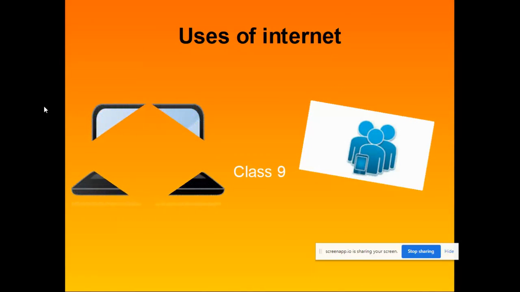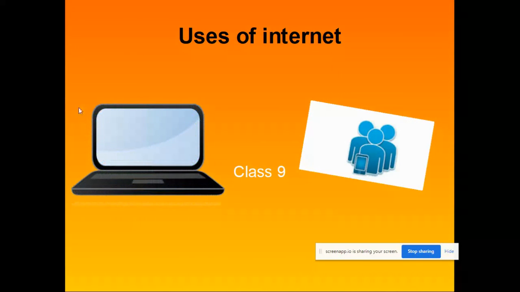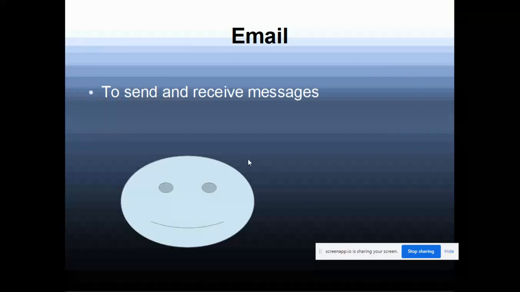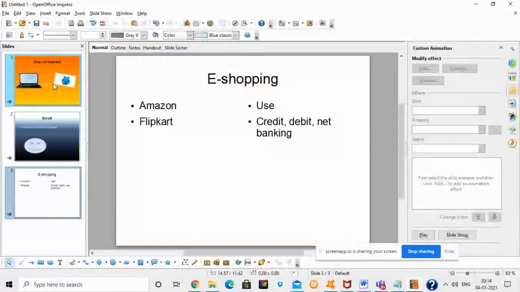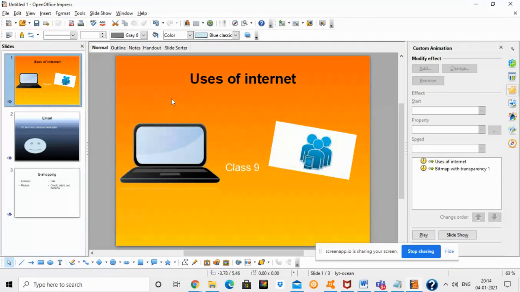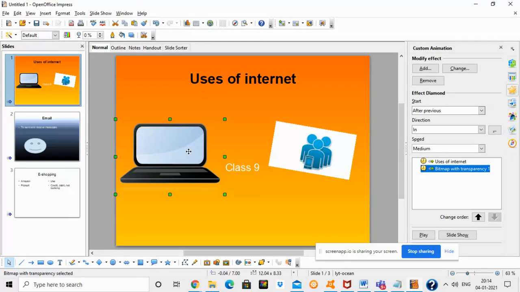Now you can see the kind of animation effect which I have given in the slide. In the same way you can apply animation to each object on the slides. Now the last thing is grouping. For grouping, we have to select multiple objects together. Grouping means to group multiple objects on the slide.